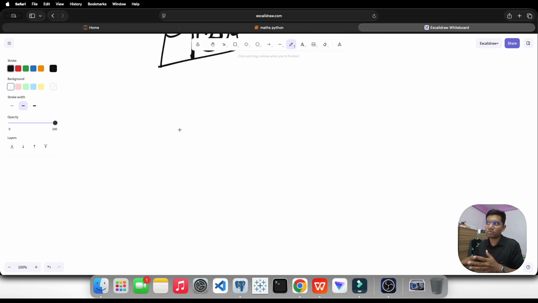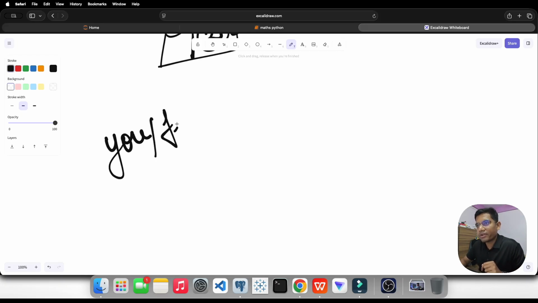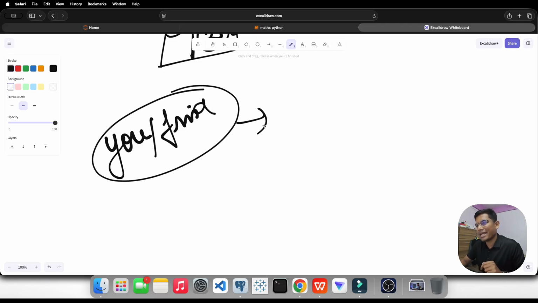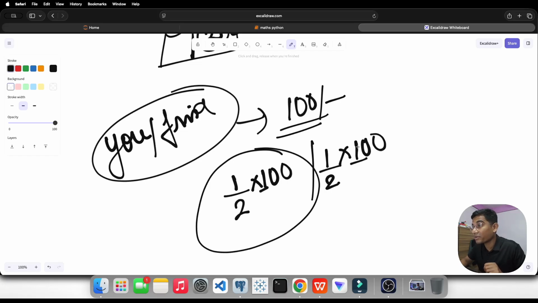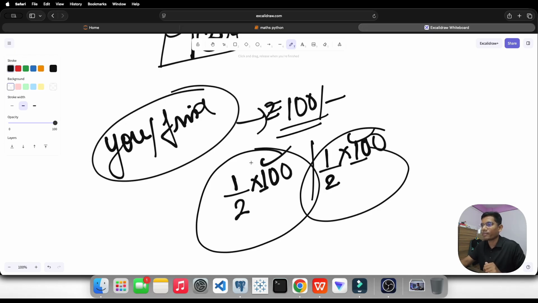Let's talk about contribution, like you and your friends. Suppose you and your friend went out for some snacks, and suppose the bill came to rupees 100, for example. And you both say we will do 50-50. What is 50-50? It means half you will give, half your friend will give. This is what 50-50 means. 50-50 of 100 rupees, this is what I am saying.